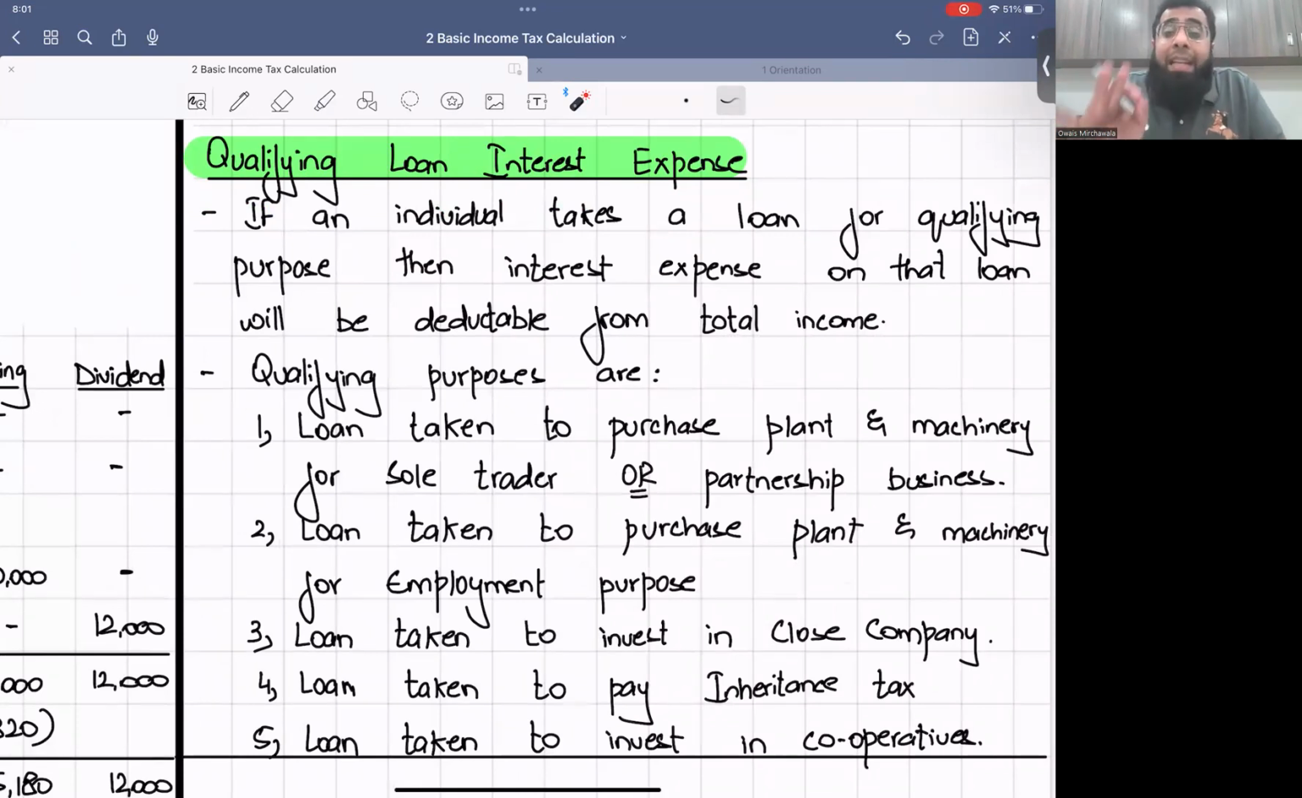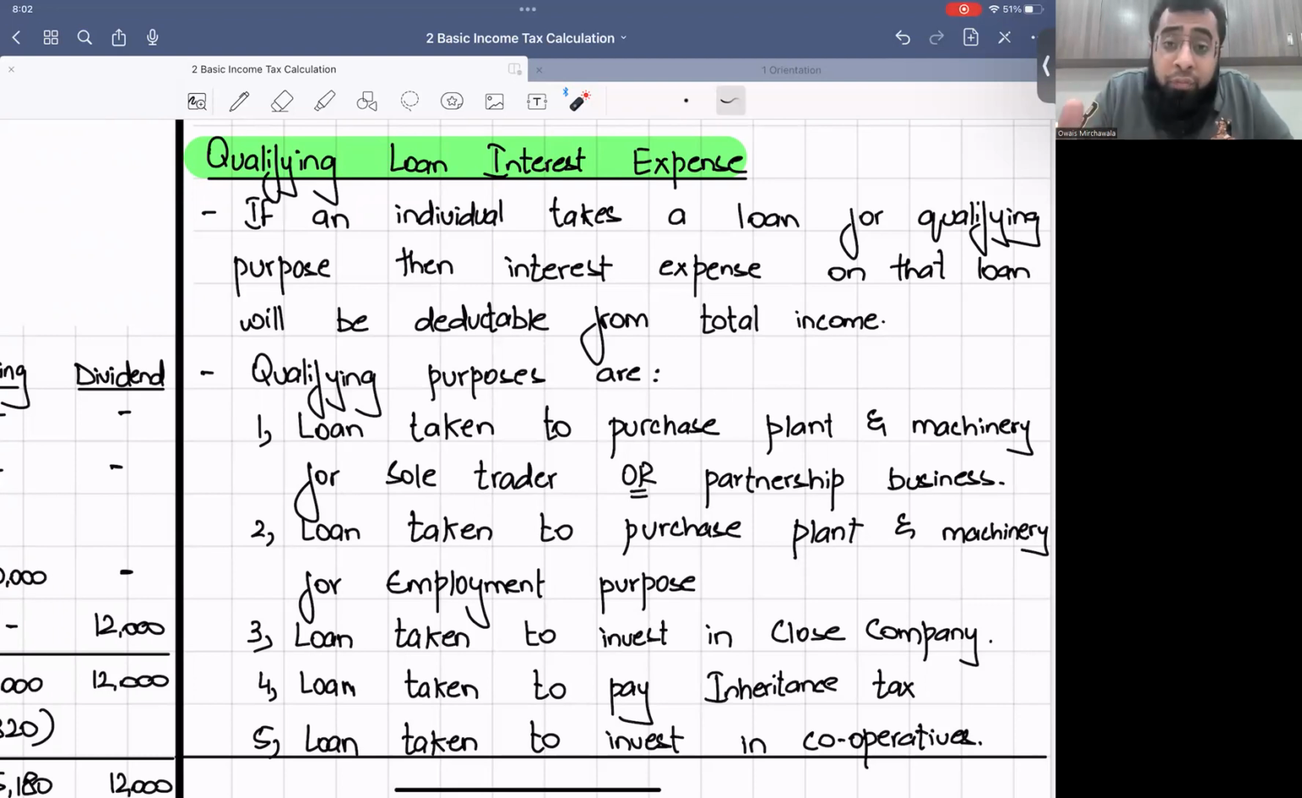If an individual takes a loan for a qualifying purpose, then interest expense on that loan is deductible from total income. I'll repeat it again. If an individual takes a loan for a qualifying purpose, then interest expense on that loan is deductible from total income.